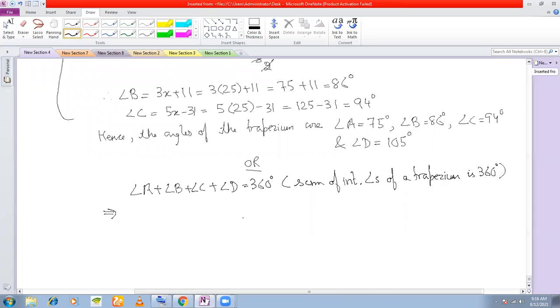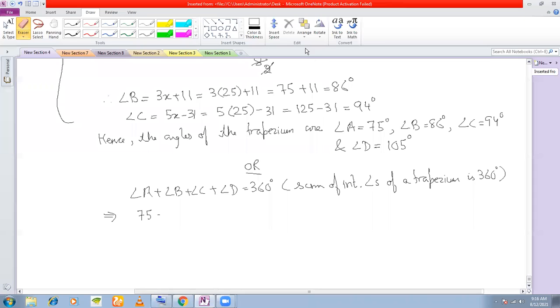Now you put the values. How much is angle A we had got? 75. Angle D we had got as 105. Angle B and angle C we needed to find out. We knew angle A and angle D, so we put the values for angle A and angle D. Angle A we have already put. Angle B was 3x plus 11 degree. Angle C was 5x minus 31 degree, and angle D was 105.